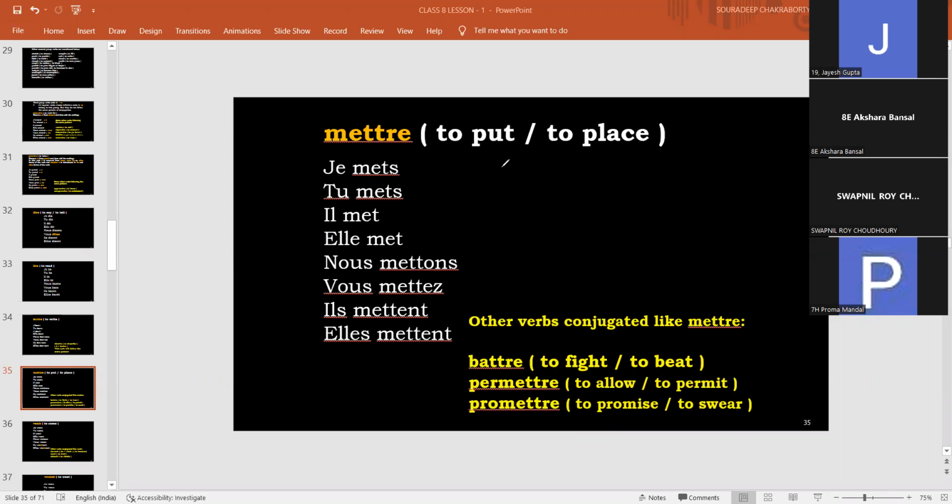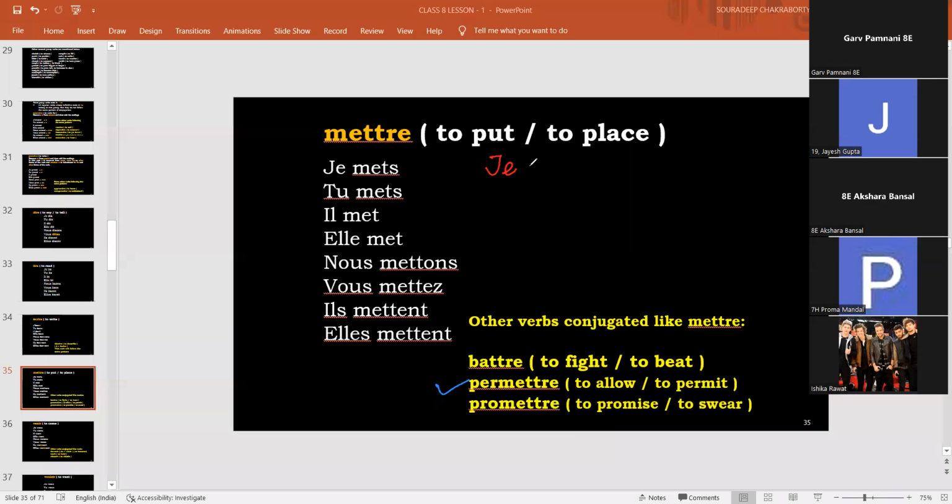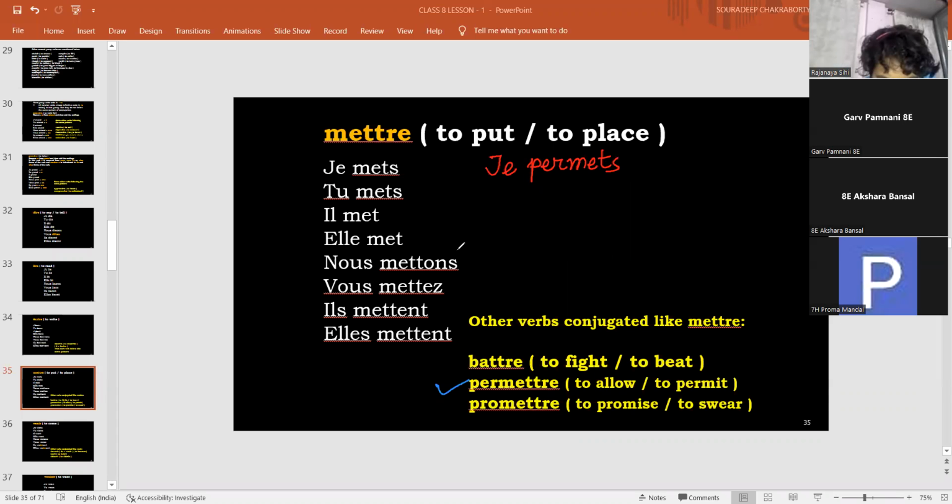Jayesh Gupta, tell what will be written for this verb? Permettre. Sir, P-E-R-M-E-T-S. Very good. So you can observe here, if you add mettre it is written here. Now, if you want to add P-E-R, you need to add it here. Right? Permettre means to allow or to permit.